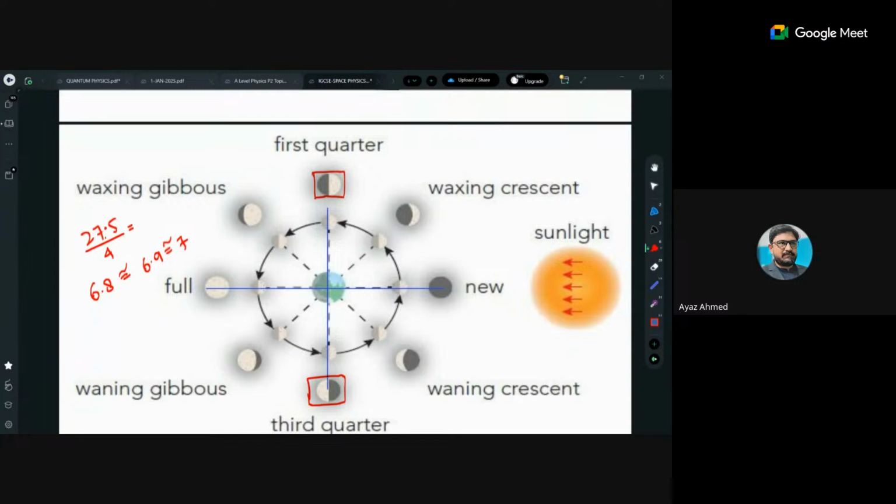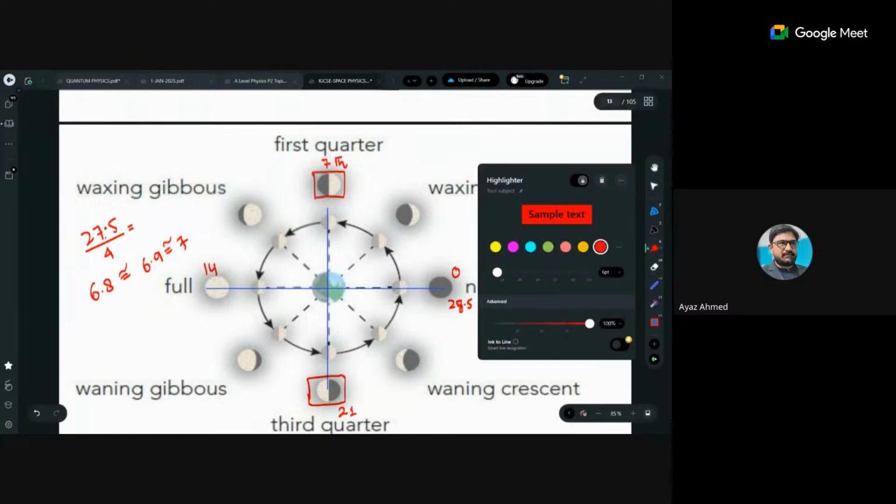So 7 days means this is day zero, this is your seventh day, this is your 14th day, okay, this is your 21st day, and again it is your 27.5th day. So actually, if I say 7, 14, 21, it would be considered almost 28 days. Got it? So now is it clear to you? Yes. Yes.